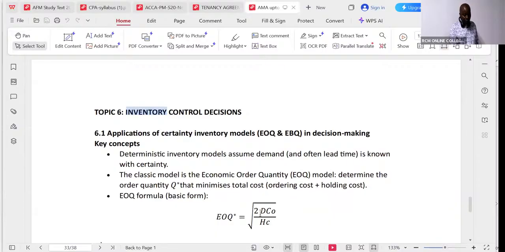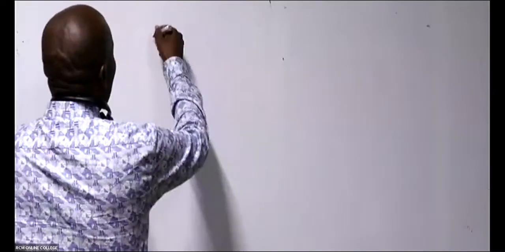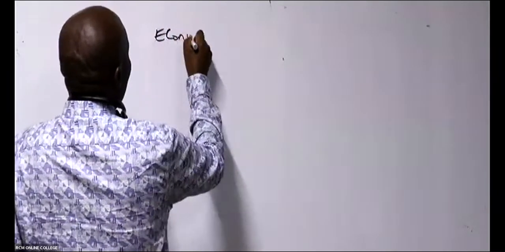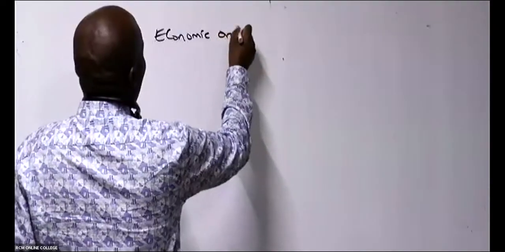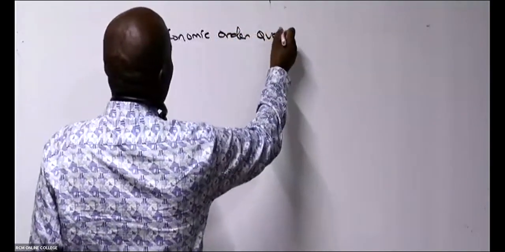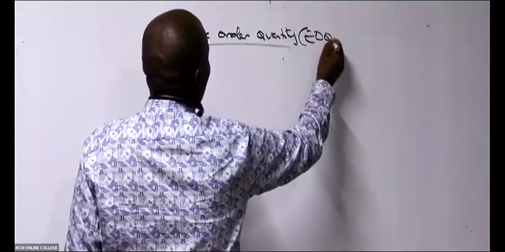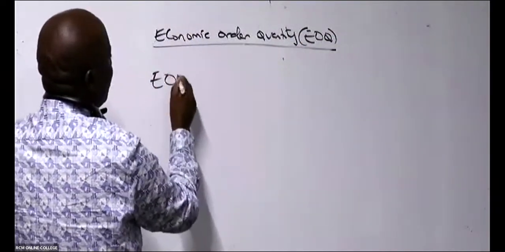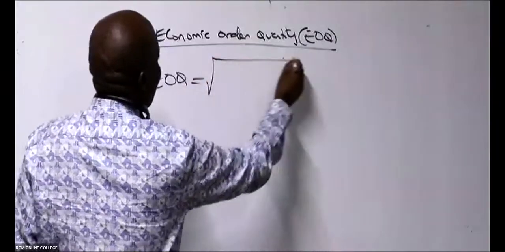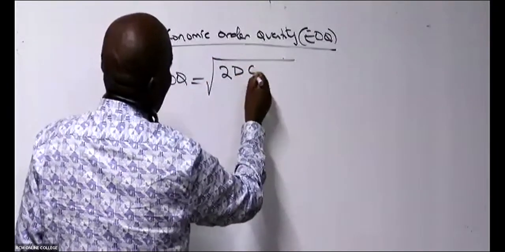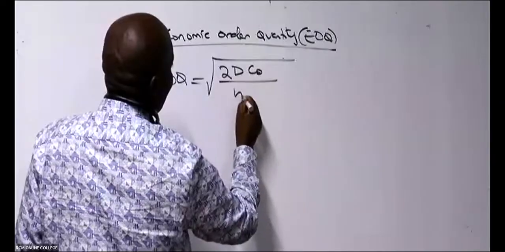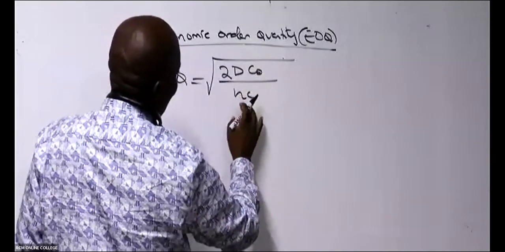Under EOQ, ladies and gentlemen, we have a formula. EOQ formula, we know that our economic order quantity, EOQ. How do we get our EOQ? To get EOQ, we shall be taking 2 times the annual demand, all over times CO, all over HC.